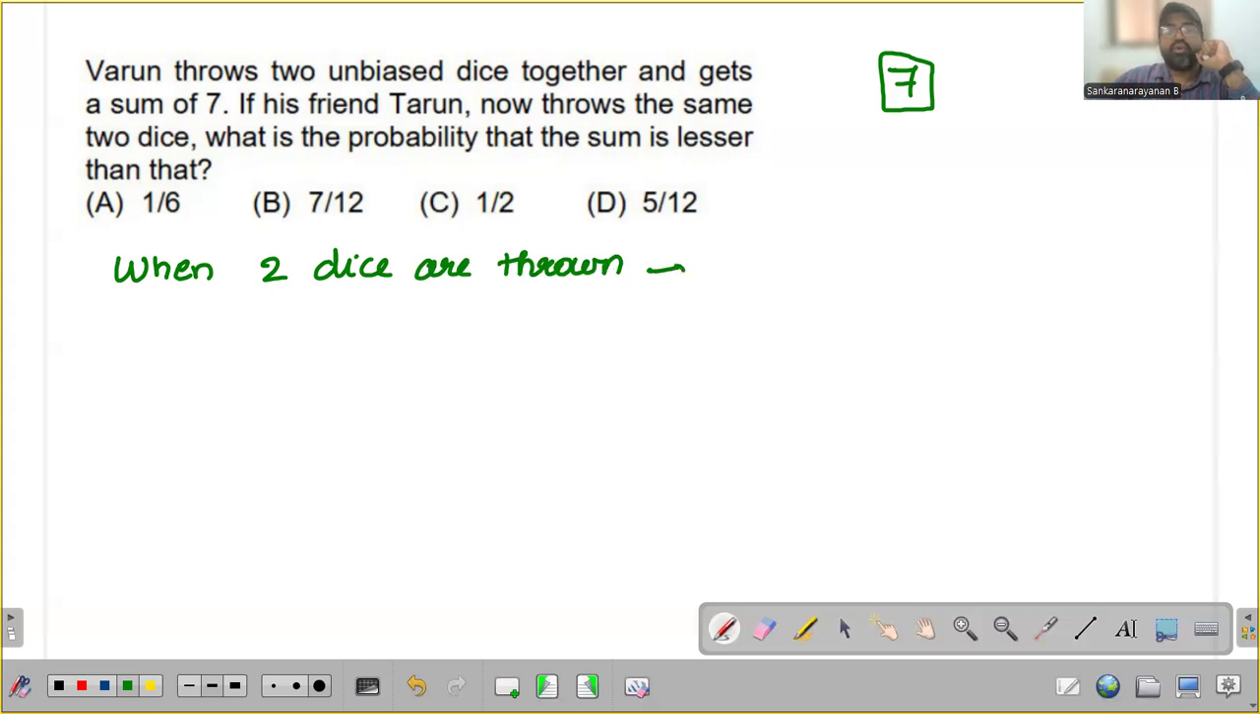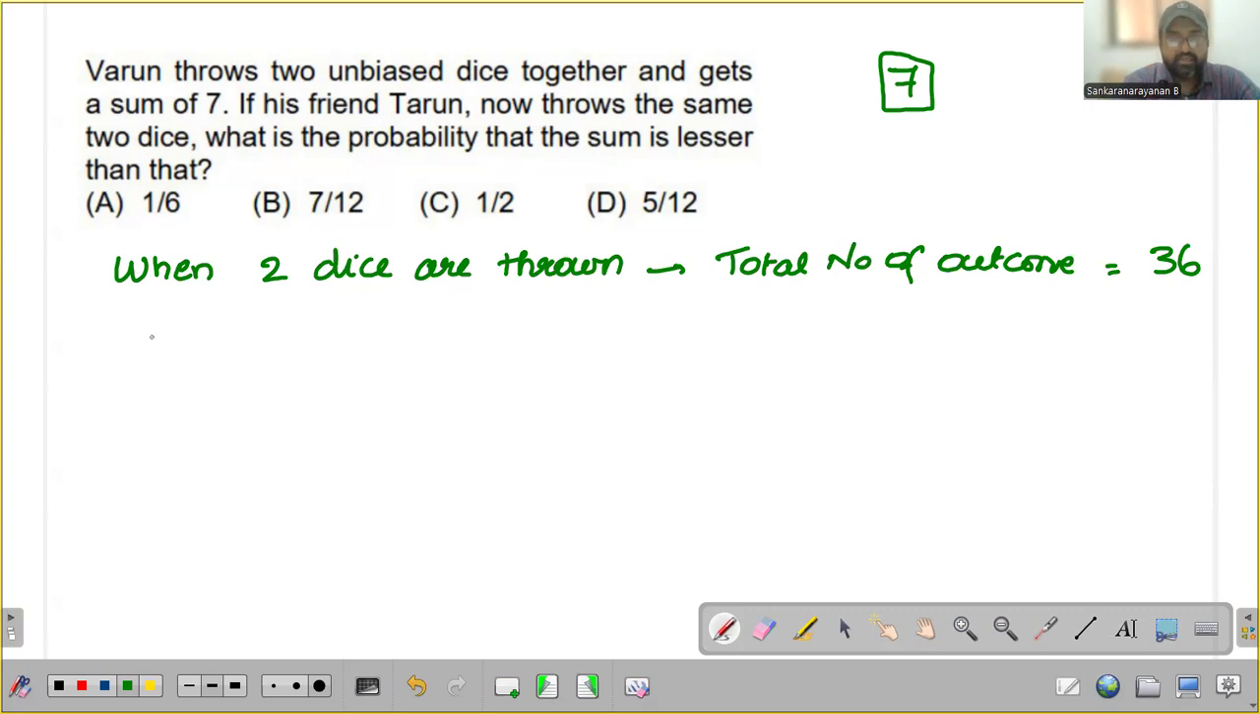Total number of outcomes, when you are considering two dice being thrown, is equal to 36. Now, in this 36, we have to find the number of instances where the sum is less than 7. So that's what I am now trying to consider. The sum should be less than 7.